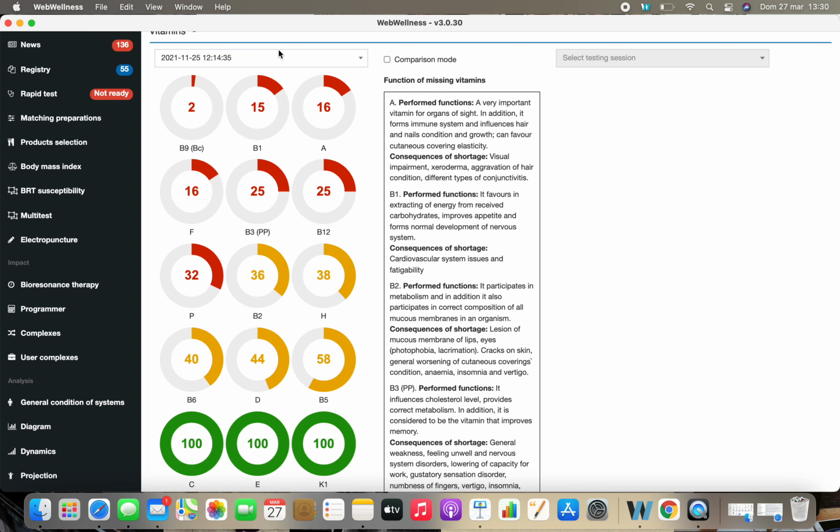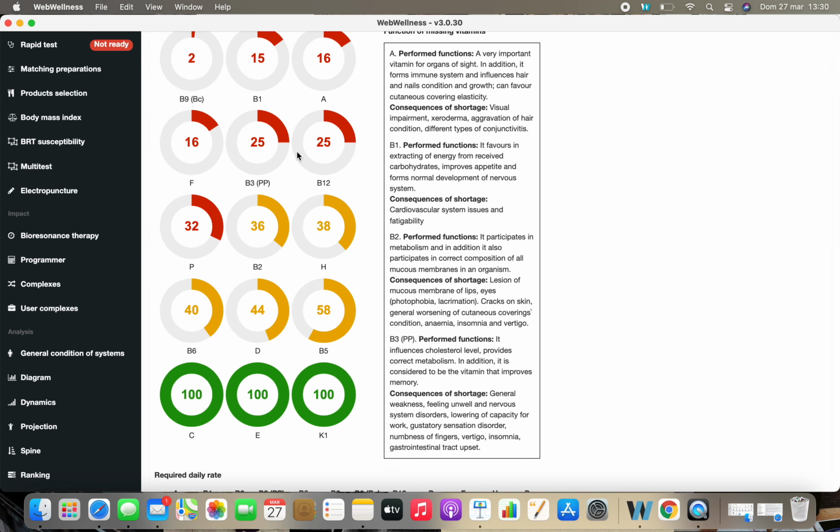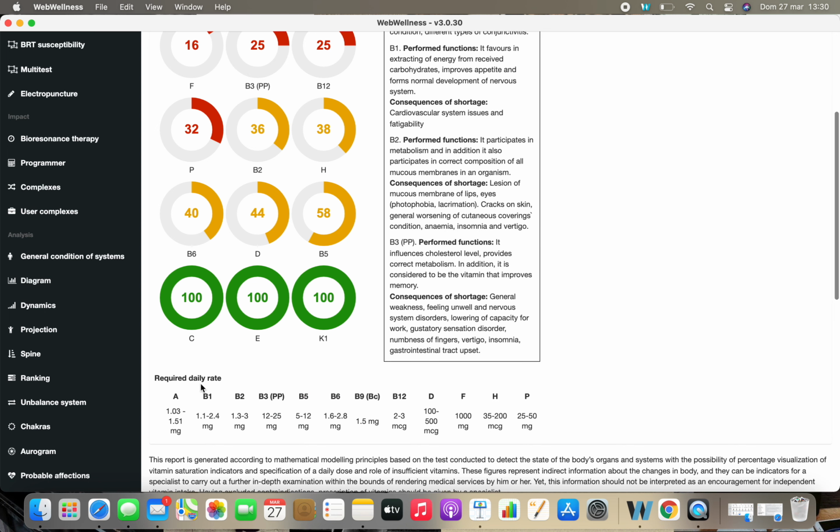Stomach condition can make a difference. Parasites, because there are some parasites that are consuming our vitamins and minerals in the body, and no matter how much we take, we will always have a lack of it. So basically, in this case, you can see the performed functions of lacking vitamins and the consequences of the shortage, as well as the required daily rate.